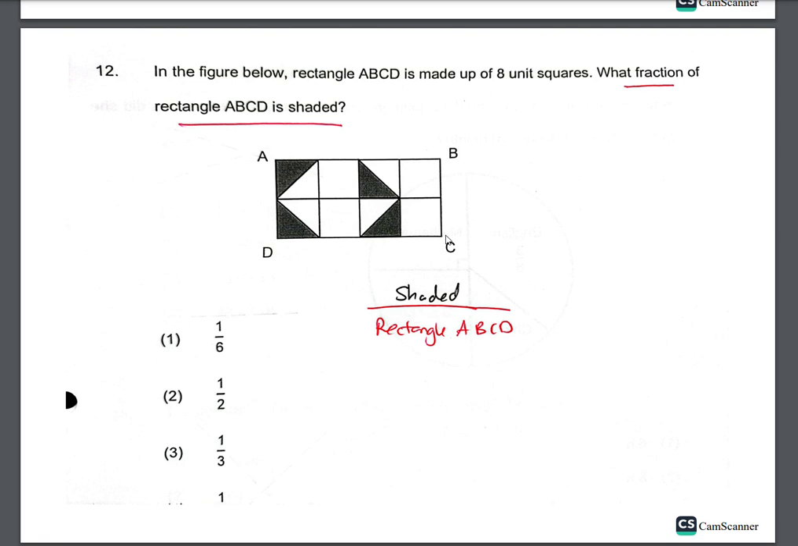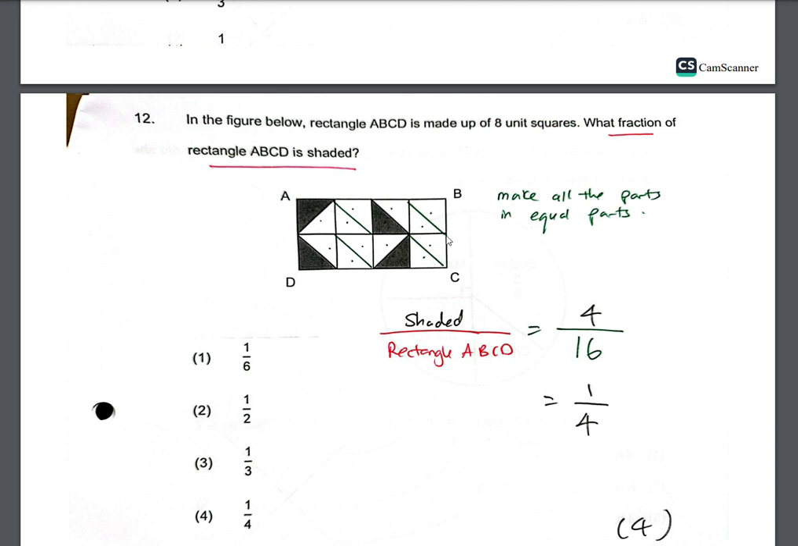because for fractions, I need to always find equal parts. So what I did is this. I will make all the parts equal by slicing each of the squares into two, as you can see here, right? This square becomes two triangles. This square becomes two triangles. So altogether, now I find how many shaded triangles are there? 1, 2, 3, 4. 4 shaded triangles.